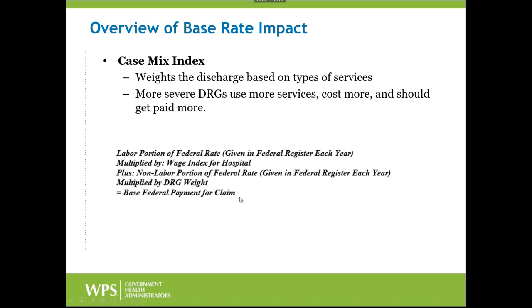Of course, there are other things that get added on top of that. DISH, IME if you have it, and of course there are the GME payments, nursing and allied health. This is just the base federal payment. But again, the key thing here is that it was multiplied by the DRG weight, which essentially brings in the case mix index. The DRG weight can be thought of as the discharge multiplied by that case mix index for that particular DRG.